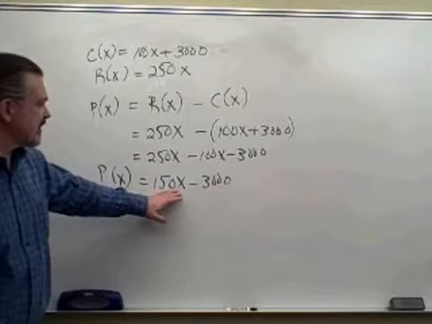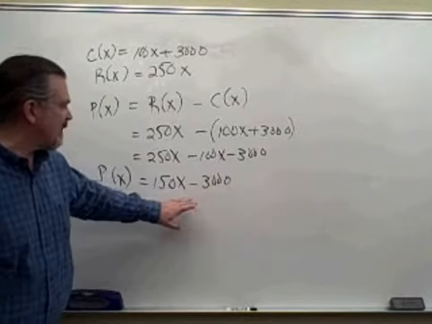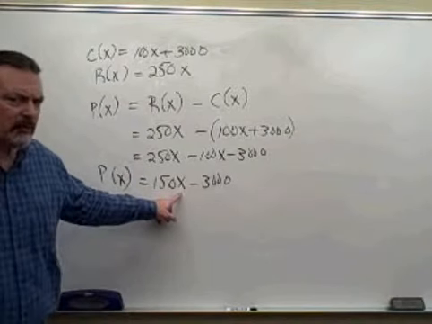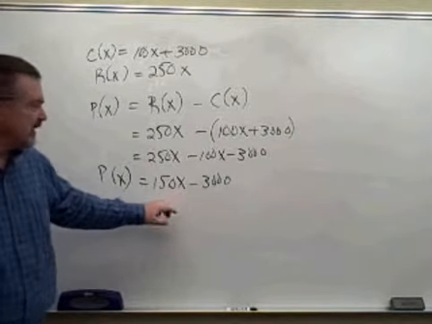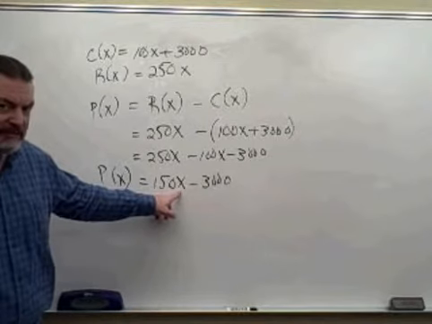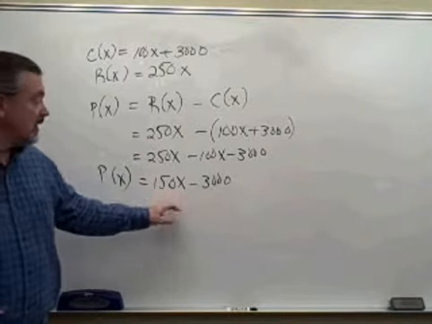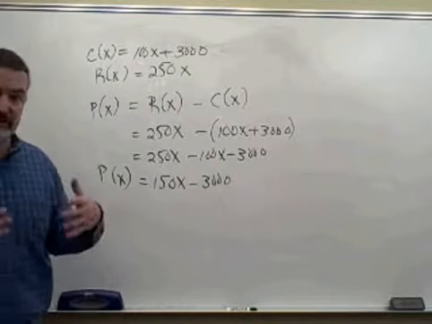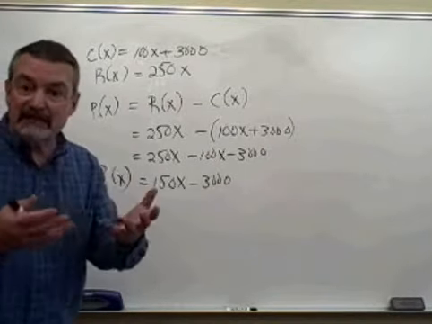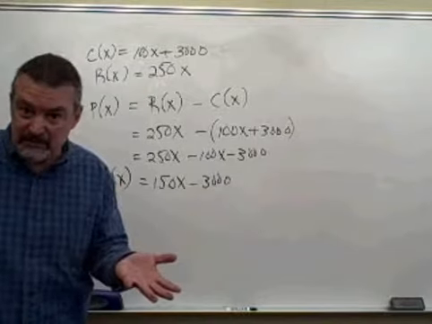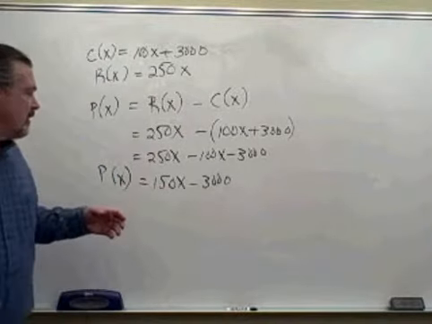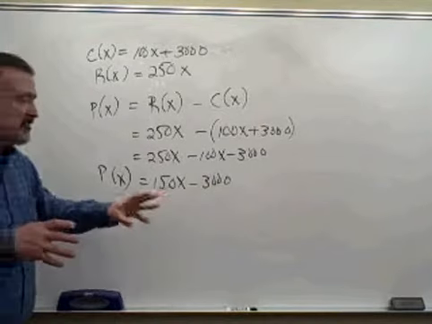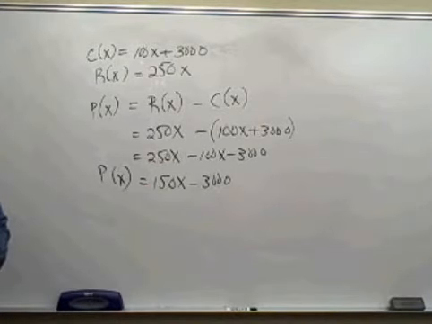And once this number gets to be bigger than 3,000 because you're making the right number of pairs, which we know what that is, don't we? Isn't that the break-even point? Doesn't this show us again that the break-even point is 20 pairs? 20 times 150 would be 3,000. 3,000 minus 3,000 is 0. If we break even, we have no profit.